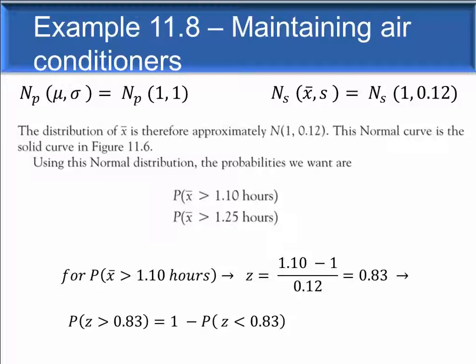At that point we can go to our table A and look up 0.83, and we get a value of 0.7967. We subtract that from 1 and we get 0.2033. This is very similar to what we just did with the z-scores back in chapter 3. We're applying that same methodology to these new problems, but using them in a slightly different way. We're looking at the probability of means being in a certain area in these sampling distributions.